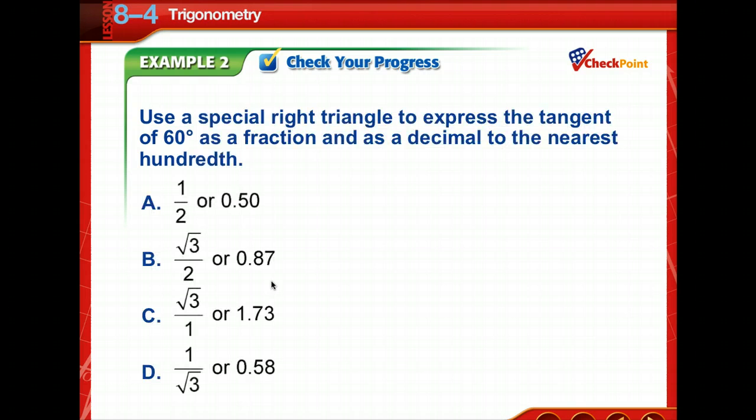So read through the problem, work it through, then come back and check your answer. Okay, we know that tangent is opposite over adjacent, and that's going to be x square root of 3 over x. The x's cancel out. We end up with the square root of 3 or 1.73.